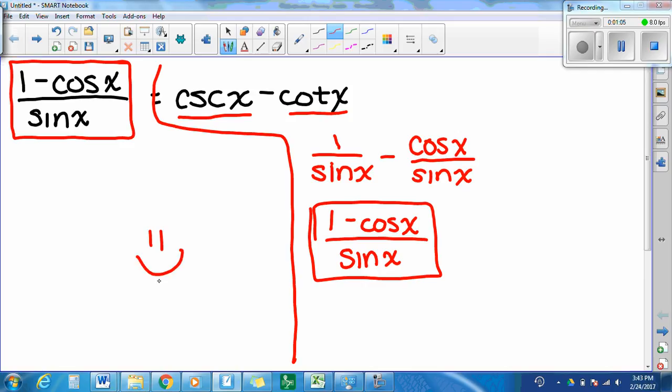And this proof is solved because both the left and the right side match.